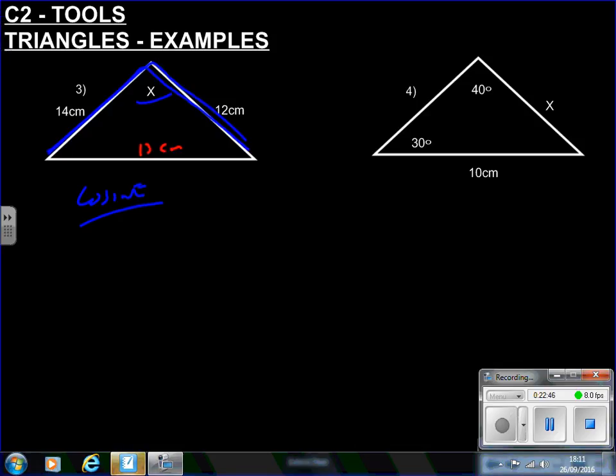Okay, so this time I'm trying to find the angle x. It's got to be the cosine rule, hasn't it? Because I know three sides. I only have one pair, but it's not a known pair. If you have a known pair, i.e. an angle and corresponding side, that's going to be the sine rule. So this has got to be the cosine rule, and I'm going to use it to find that missing angle x.